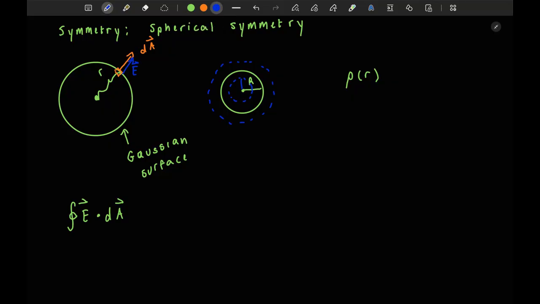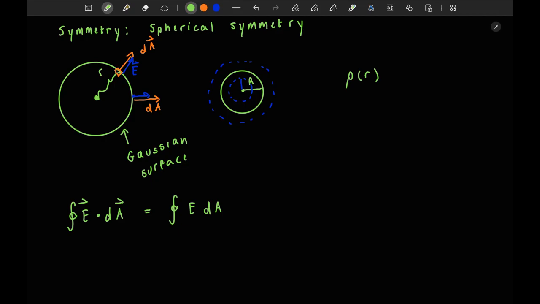E points radially outward, so does dA. And for that reason, we can say the angle between them is 0. So the integral of E dot dA reduces down to E scalar, dA scalar. And we can write cosine 0, but of course, that is just 1. So I'll get rid of that.